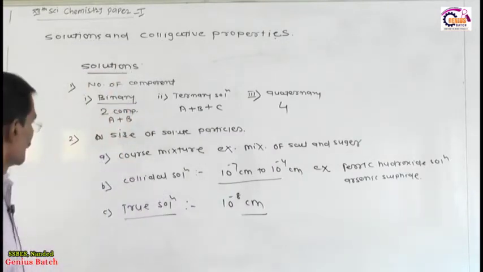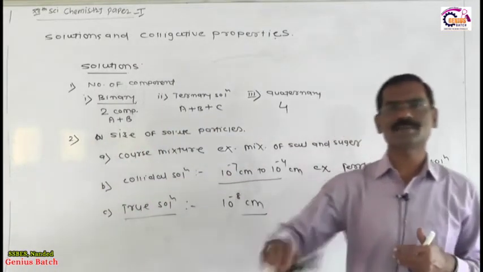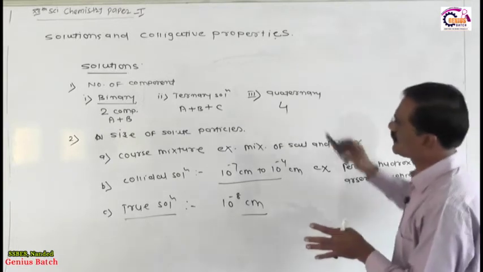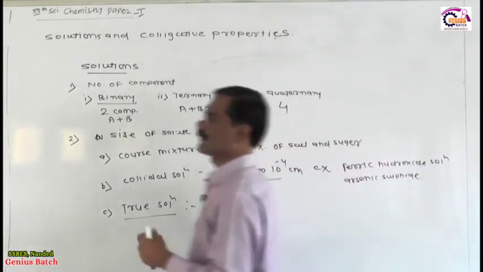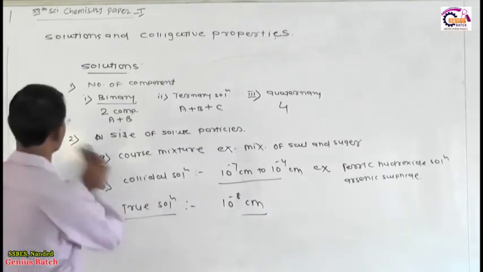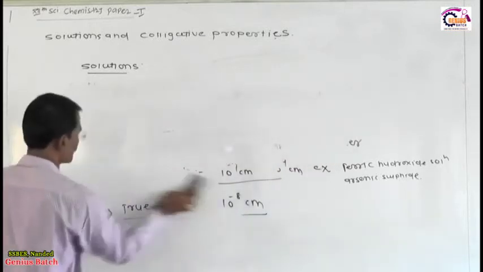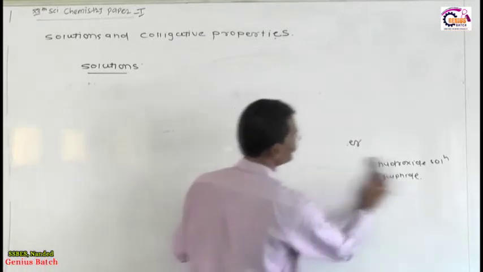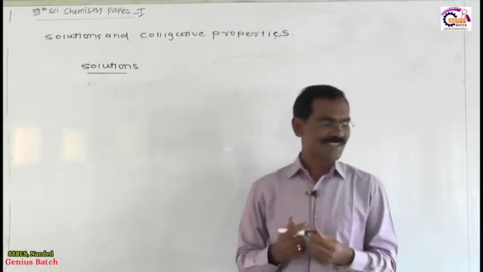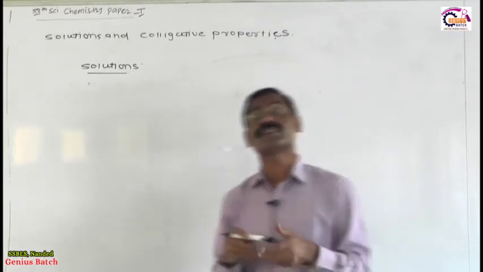So this is the second classification, which I considered very systematically in the classification of chemistry. As per my idea, you don't have any problem. The first classification depends on the number of components. The second classification depends on the size of the solute particle. Now dear students, we are moving toward the third classification, which is also very important. The third classification is called the types of solution.